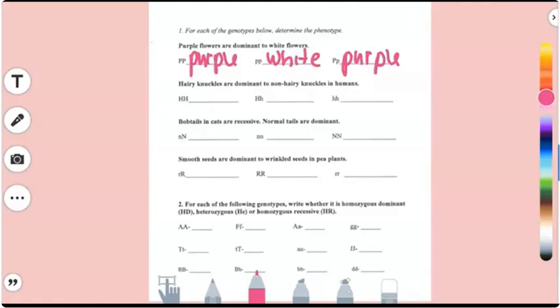All right, hairy knuckles are dominant to non-hairy knuckles. So the capital H is for hairy knuckles, and the lowercase h is for non-hairy knuckles. So the ones with capital letters are going to have hairy knuckles. And the ones with only lowercase letters are going to be non-hairy.